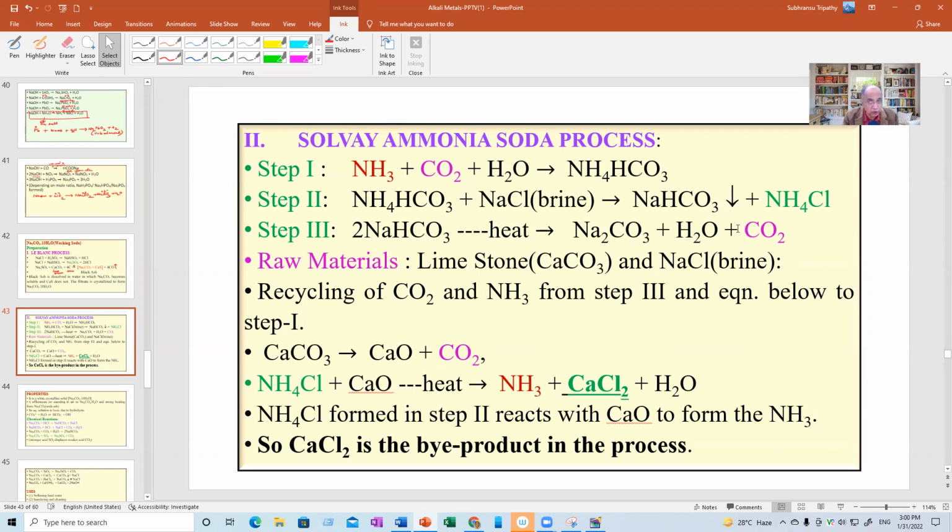And I have already told you sodium bicarbonate has a very low solubility. So it will be forming a precipitate. Then you filter it out and heat it strongly, you will find sodium carbonate. If you don't heat, then you are interested in sodium bicarbonate. That is the baking soda. If you heat it, you are interested in the washing soda, as the case may be.